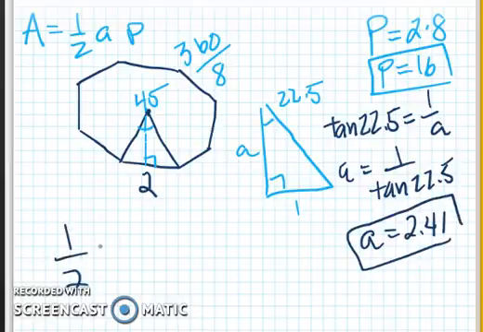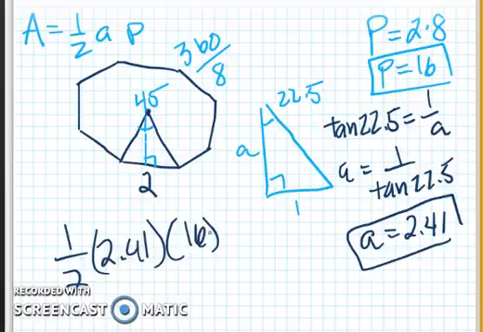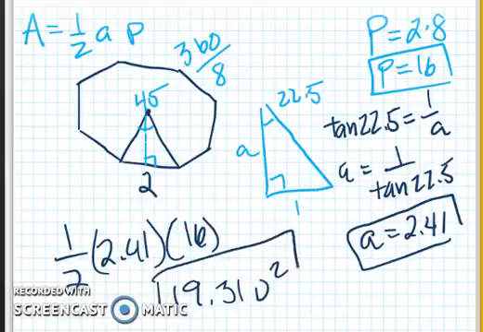Now again, I'm going to leave that in my calculator because I'm ready to go ahead and solve for my actual formula. So we get 2.41. Again, this is rounded on my paper, but in my calculator it's gold. So I'm going to multiply this by 16 and then divide by 2. And without any rounding until the very end, we should get about 19.31, and that's square units.